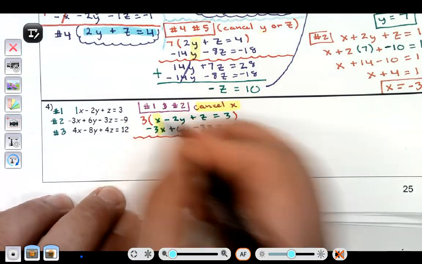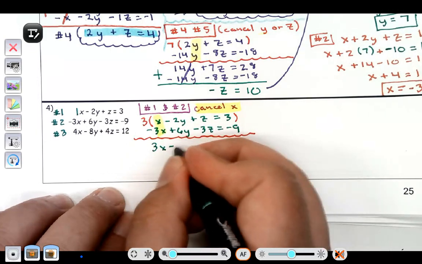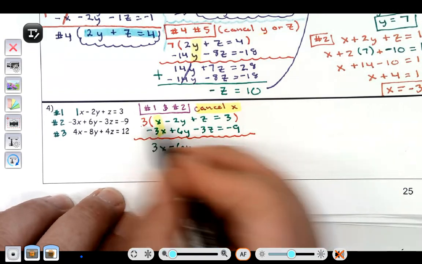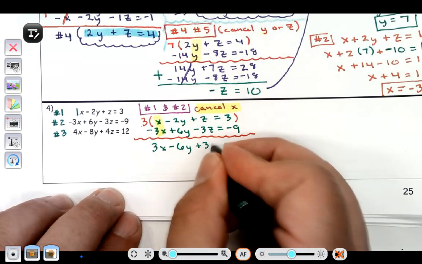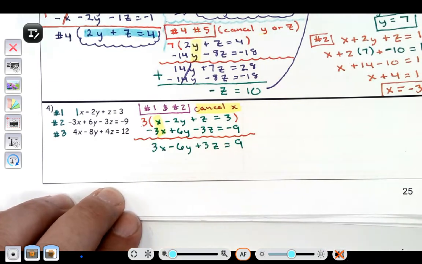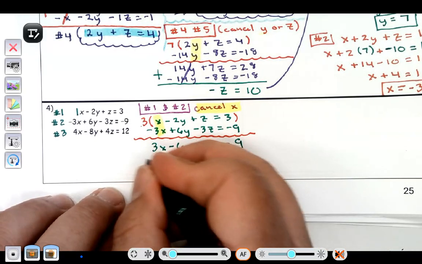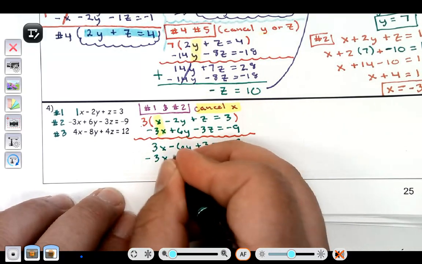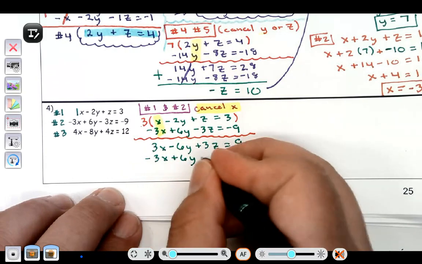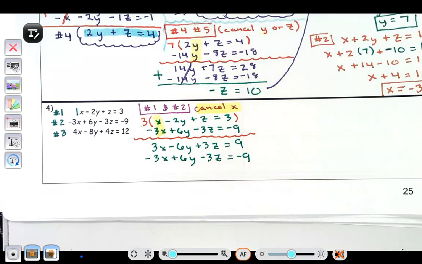All right, 3 times x is 3x. 3 times negative 2 is negative 6y. 3 times z is positive 3z. And 3 times 3 is a 9 after the equals. We said we're not going to mess with this one, so just keep writing it down exactly the way it is. Don't leave anything out by accident. Negative 9, there we go.